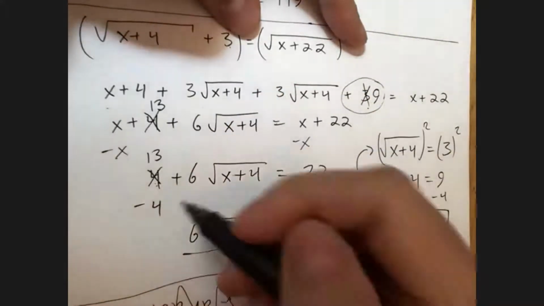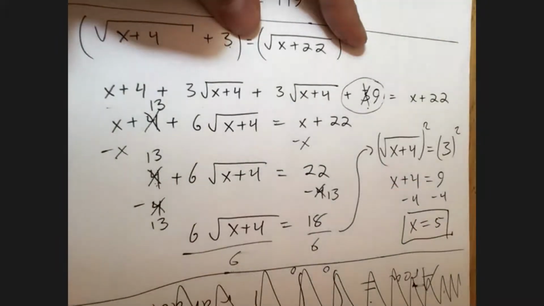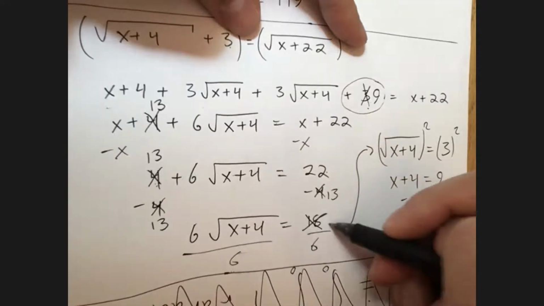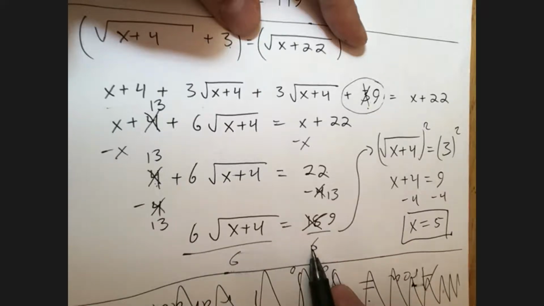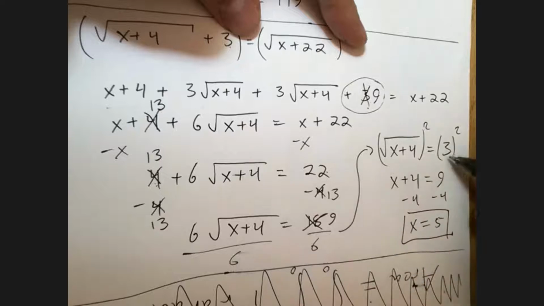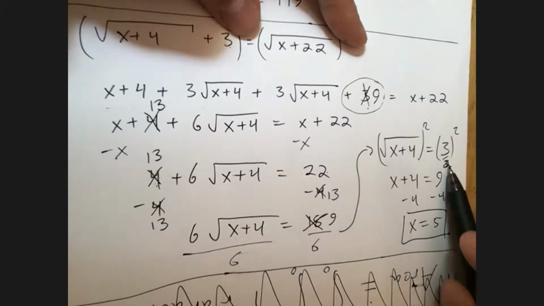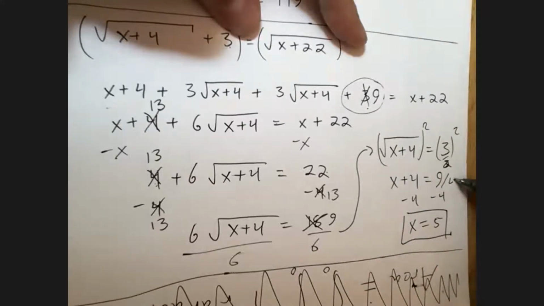And I would have subtracted 13 from both sides. Okay. So instead of 22 minus 4 gave me 18, I would have had 22 minus 13 gives me 9. All right. So when I divide both sides by 6, I get 9/6. That simplifies to 3 halves, which when I square both sides gives me 9/4.